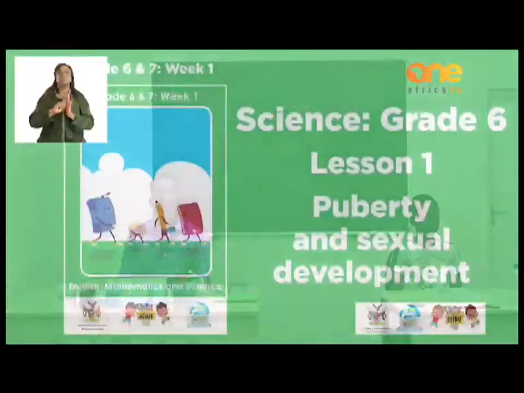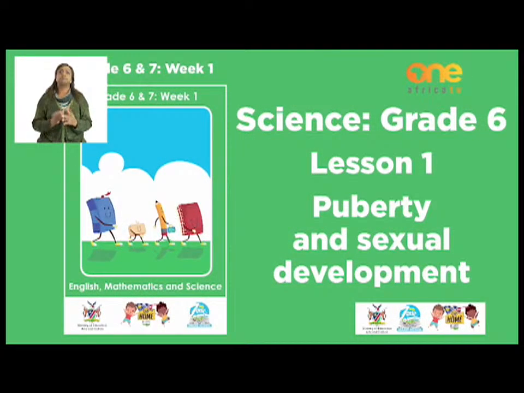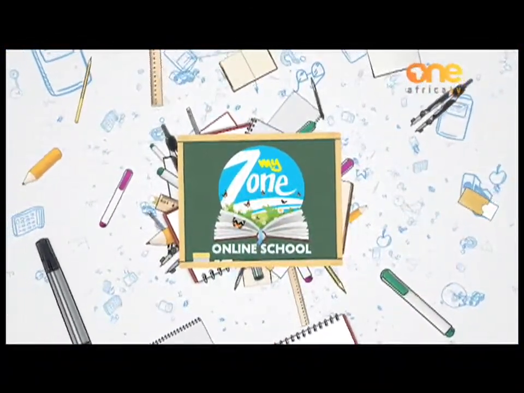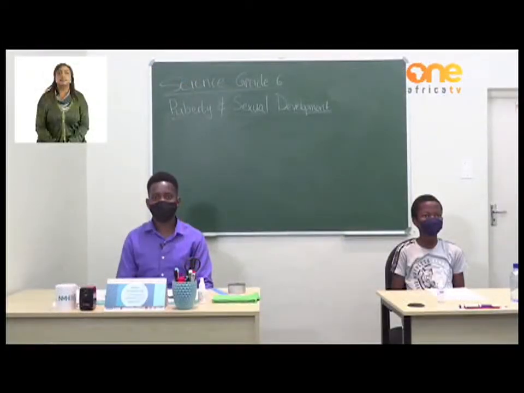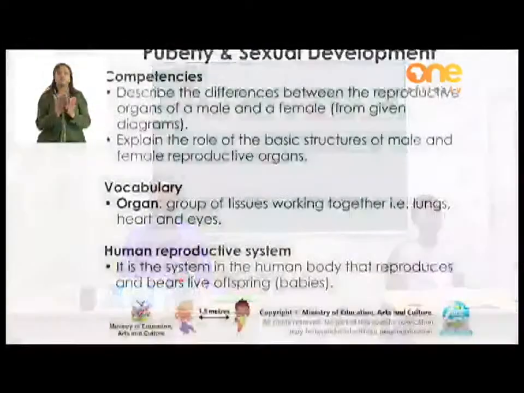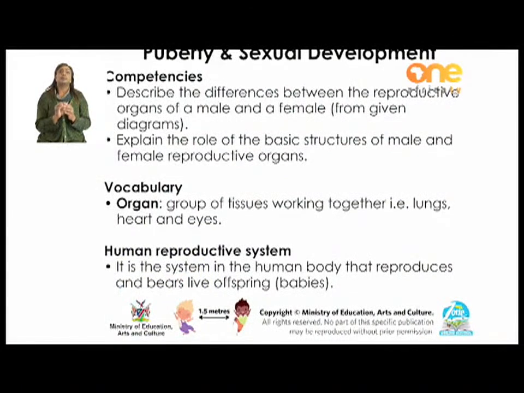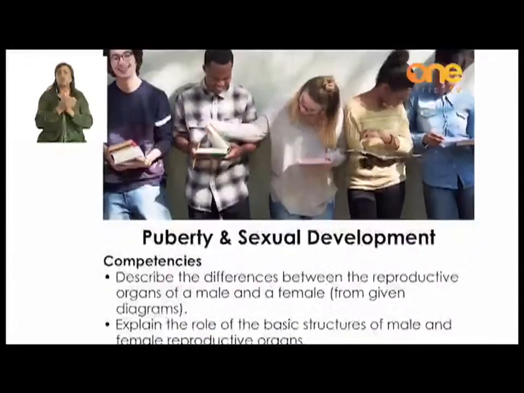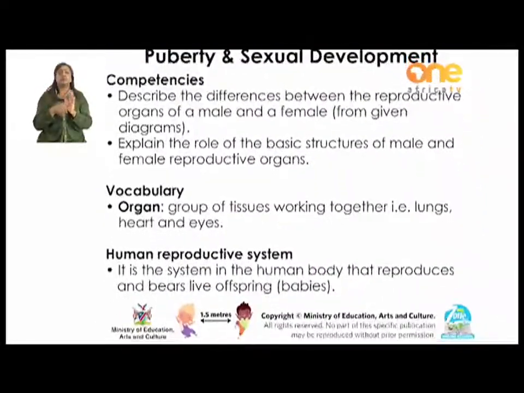Today's lesson is puberty and sexual development. Let us now turn to page 17, where we will look at puberty and sexual development. What are the basic competencies we will encounter during this lesson? You should be able to describe the differences between the reproductive organs of a male and female from given diagrams. You should also be able to explain the role of the basic structures of male and female reproductive organs.